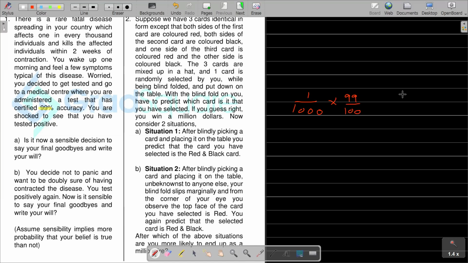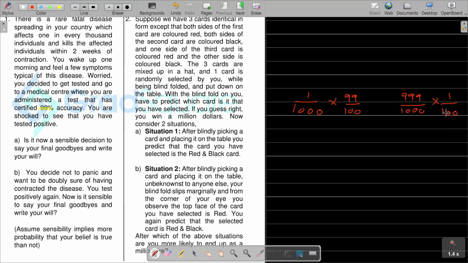Or it can be a false positive. So in that case, I don't have the disease, which is 999 by 1,000, because 999 people out of 1,000 people don't have the disease, into the fact that the test is false. Probability of the test being false, absolutely right, Muskan, is 1 by 100.